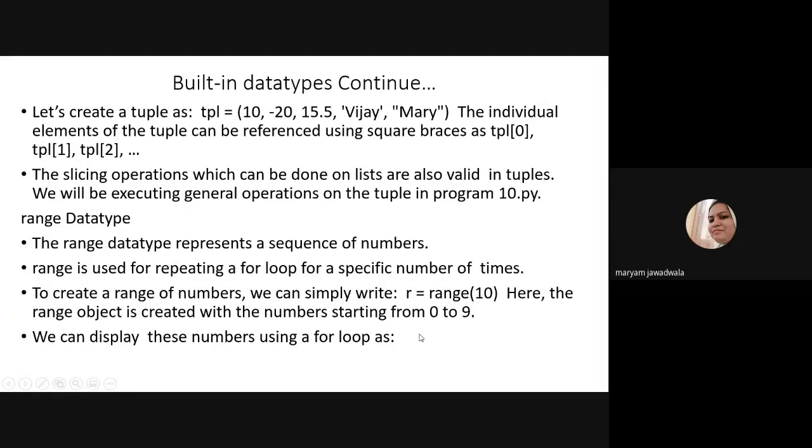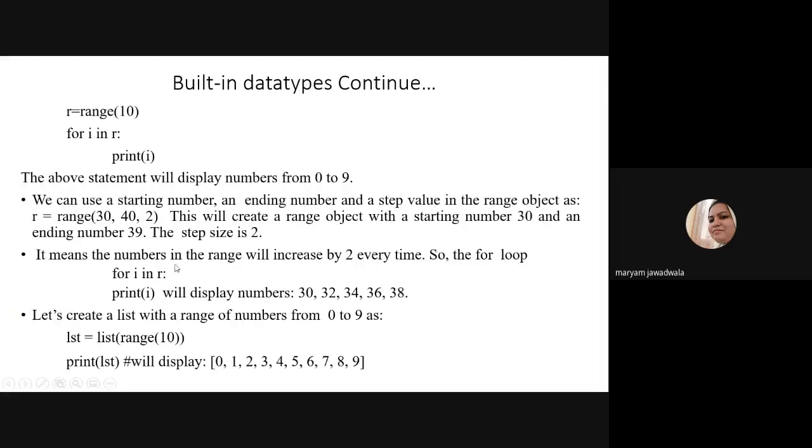So here is a simple program to understand range. r = range(10), and for i in r, print i, right? So the system will display the values starting from 0 to n minus 1, that is 9. If I write this program and run it, it will display the numbers from 0 to 9 on different lines.